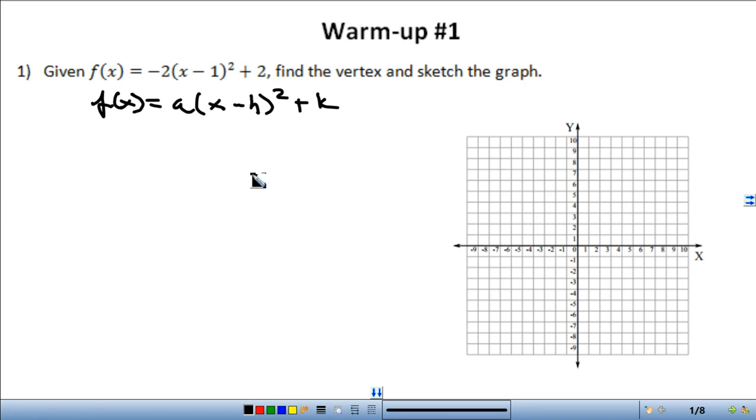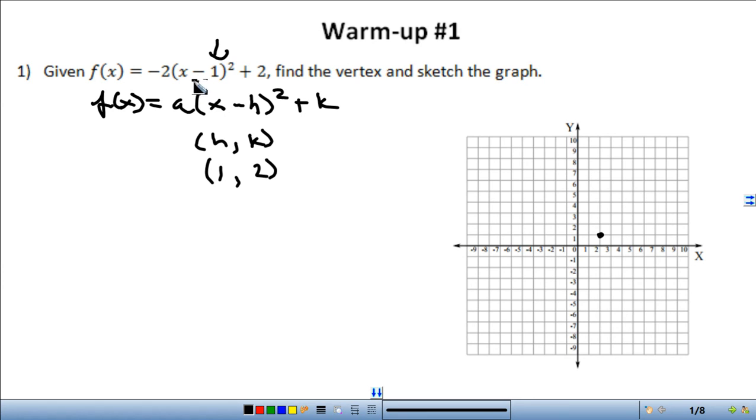So we know that the vertex is going to be h, k. And right now, our h is 1, and our k is 2. So we are at 1, 2 for our vertex right there.